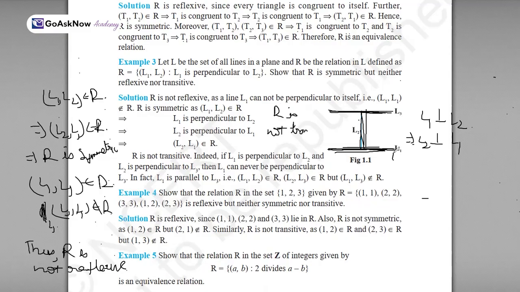Okay, because L1 comma L2 belongs to capital R and L2 comma L3 belongs to capital R, but L1 comma L3 doesn't belong to capital R. You can see here L1 and L3 do not belong to capital R. Okay, so I have shown here that R is not transitive as well as not a reflexive relation, but it is a symmetric relationship.